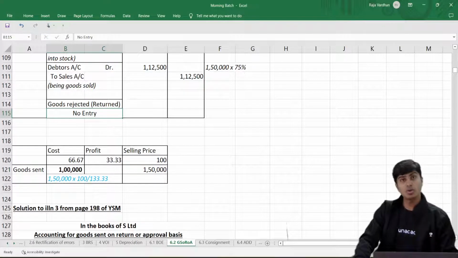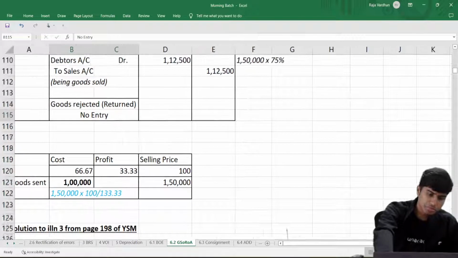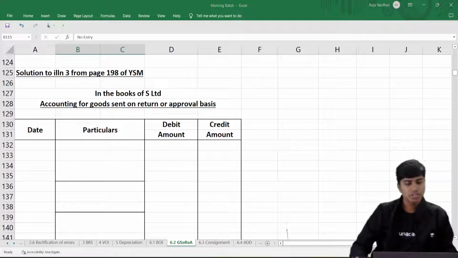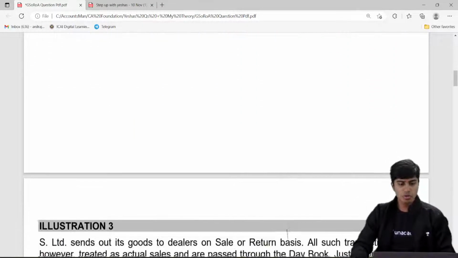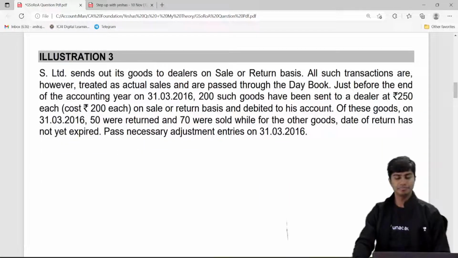Quick visibility of the entire solution if you want to. And here is our working note. Now we'll get into question number 3. Illustration number 3. This is in the books of S Limited.